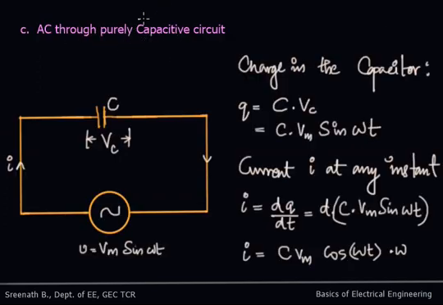Now when you consider the case of a purely capacitive circuit, the capacitor is charged to Q coulombs, that is C into Vc. Vc is the voltage across the capacitance. Again, your Vc can be taken equivalent to the input voltage, that is Vm sin omega t. So the current i at any instant can be given by dq by dt. So when you differentiate it, you will be getting i is equal to C into Vm cos omega t into omega.